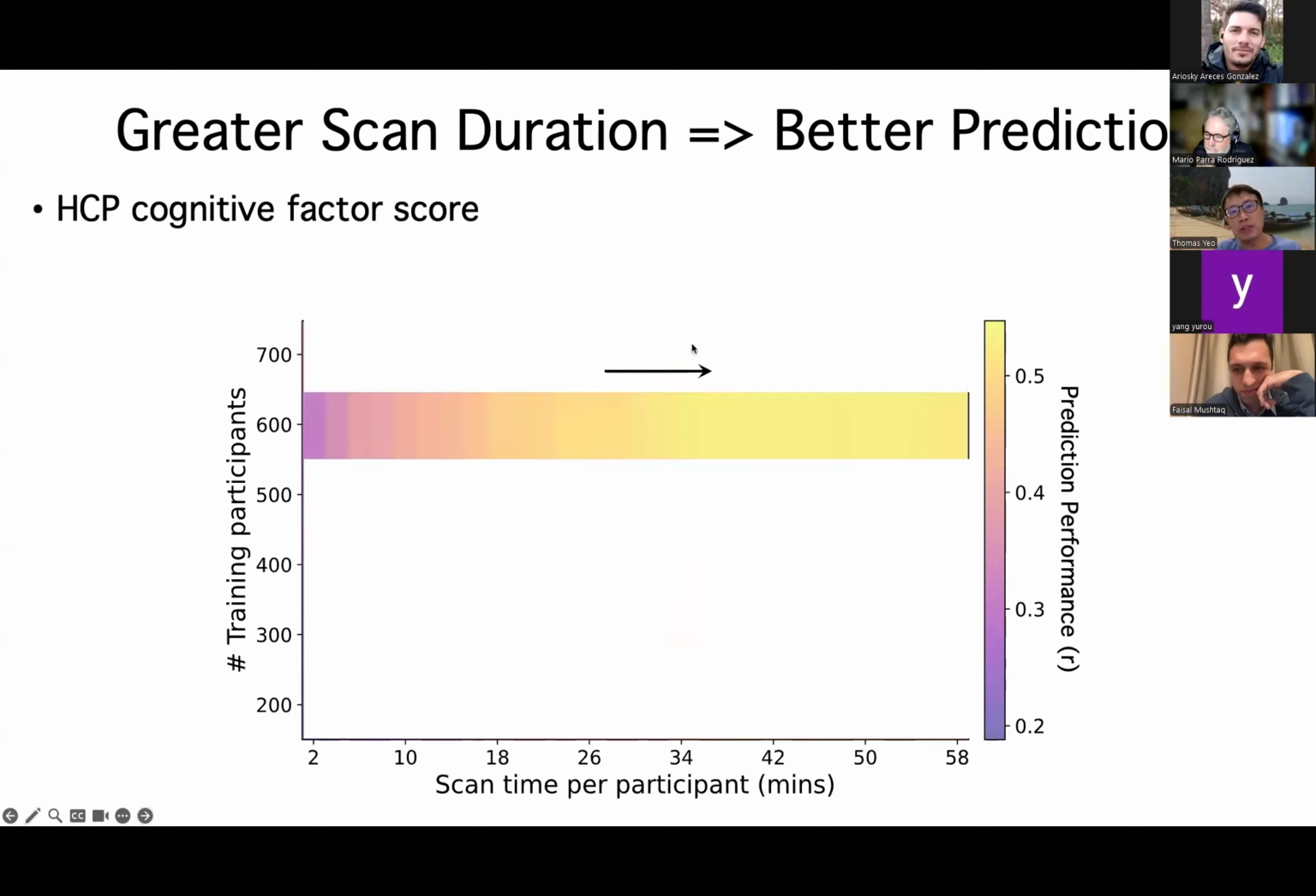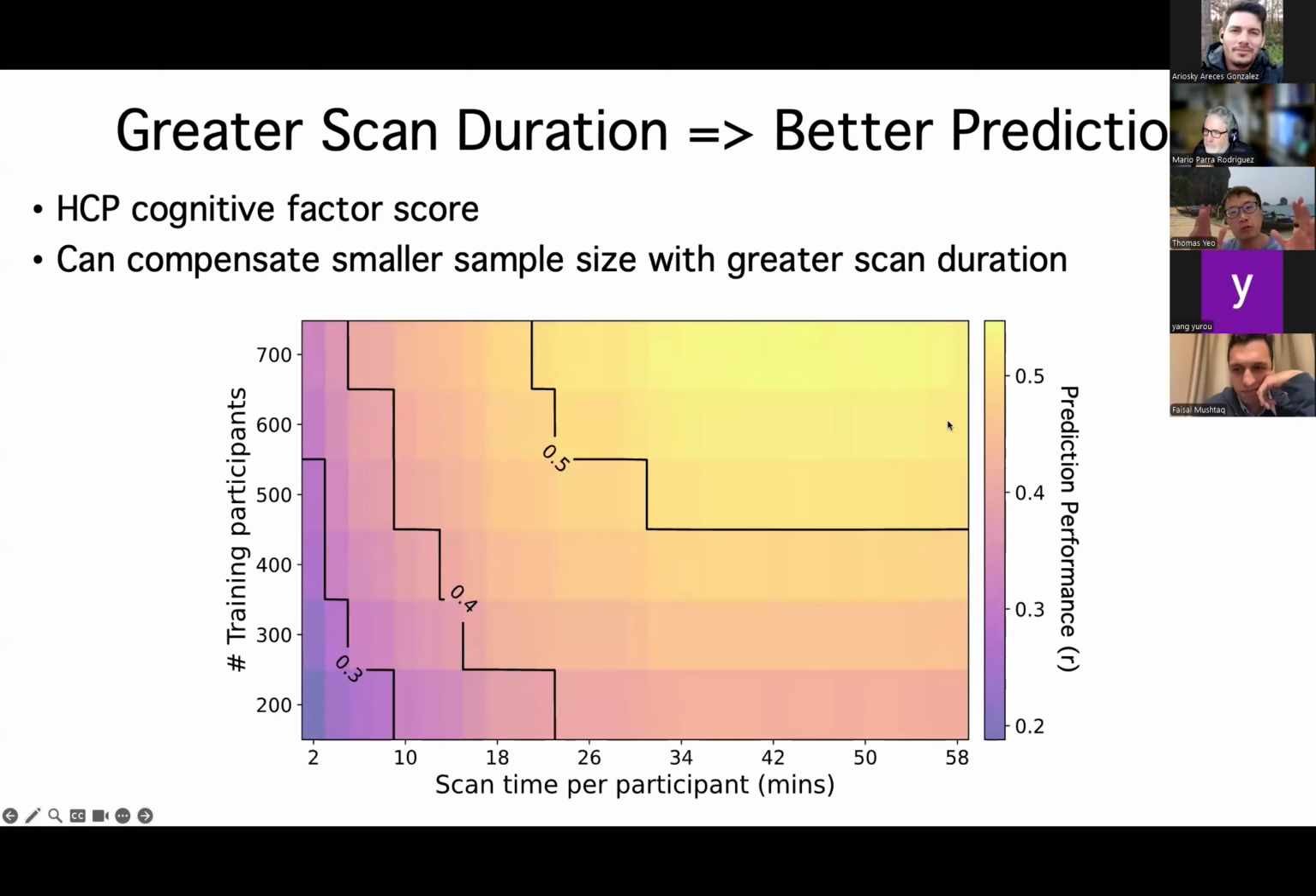On the other hand, if we fix the number of participants, the prediction performance increases with greater scan duration per participant. Again, that's not surprising. And here's a full plot. So along a black isocontour line, the prediction performance is constant, although the scan duration and sample size are changing. So essentially, we can compensate for shorter scan duration with a larger sample size. And conversely, we can compensate for a smaller sample size with greater scan duration. But even from this plot, we know we can trade off the two parameters, but we still do not know what is more important.